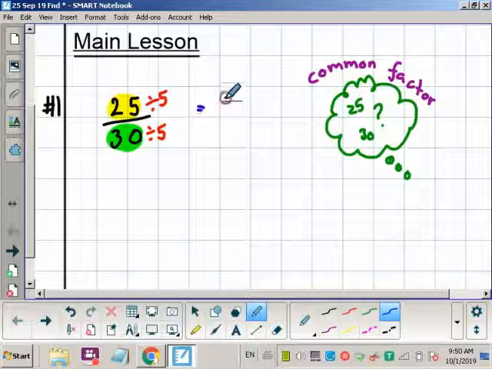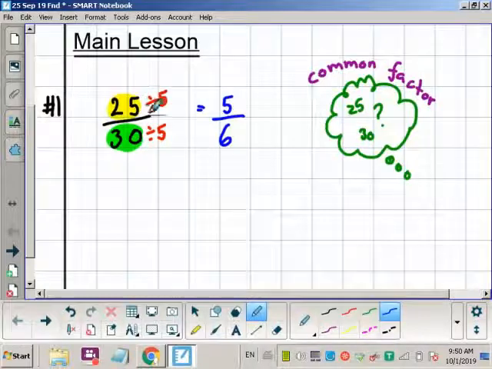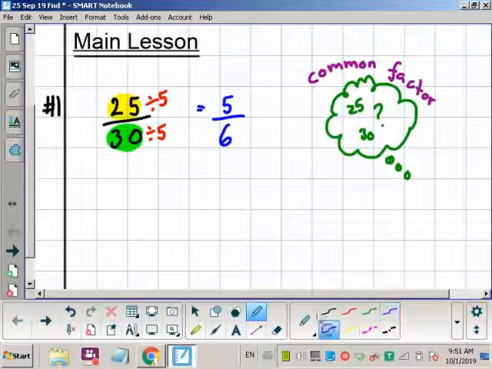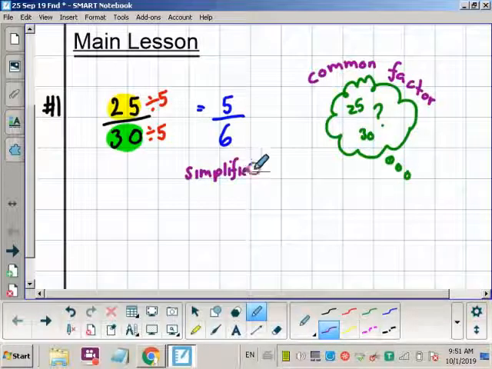25 divided by 5 is 5. 30 divided by 5 is 6. And there you go. It's the same fraction, because I've done the same to the top as I have to the bottom, the same to the numerator as the denominator, but it's got smaller numbers. It's equivalent, but it's simplified. All the parts are made smaller. Let's go through that again.